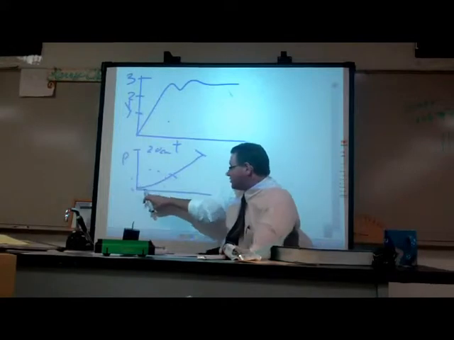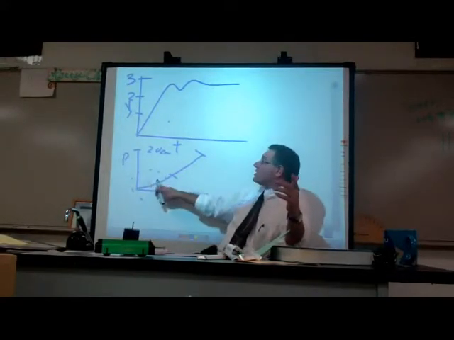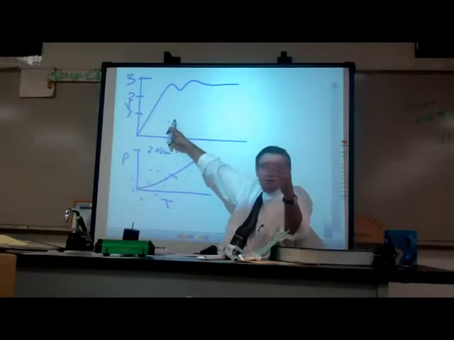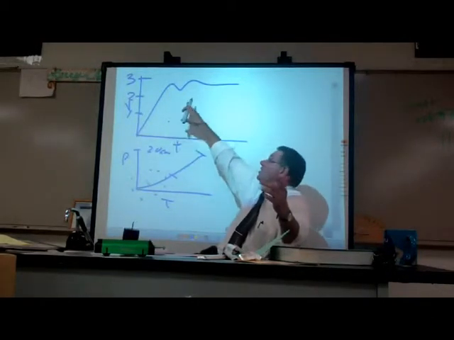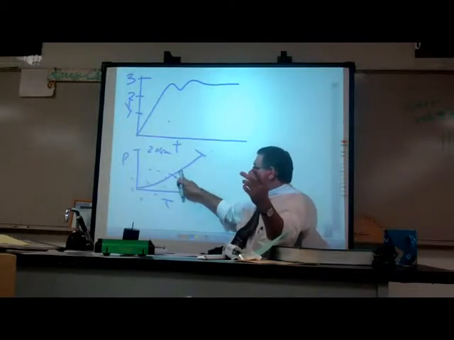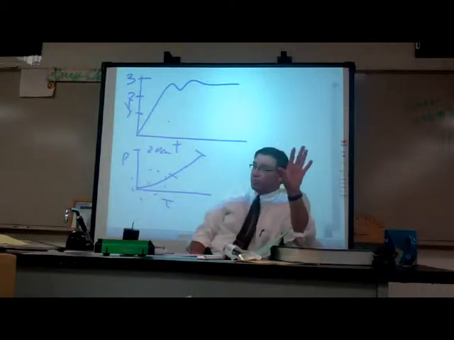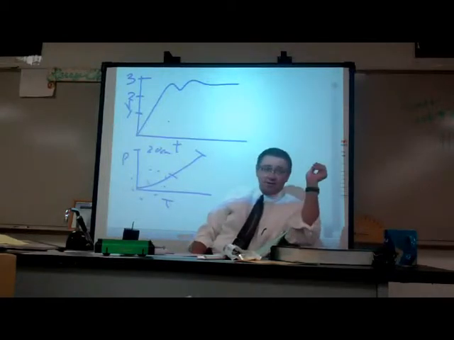So when you have a curved line on a position time graph, that correlates with the sloping line on a velocity time graph. When this is a horizontal line here, this is a straight sloping line here. Okay, so that's one of the key things I want you to point out on question number 5.